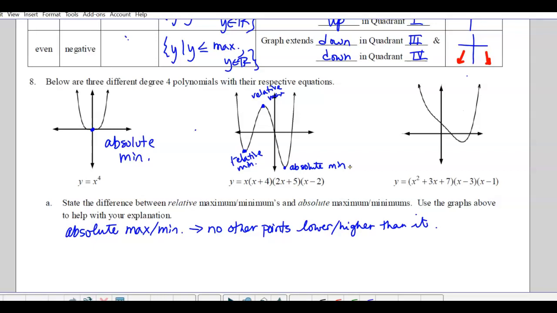So that word relative means relatives are close to you, right? If you think about in your family, so relative to the points directly around it, that's a minimum. Relative to the points directly around it, that's a maximum. But relative to the whole graph, it's not, right? Comparing this point to the whole graph, we can't say it's an absolute maximum. This one, compared to the whole graph, that is the lowest point.